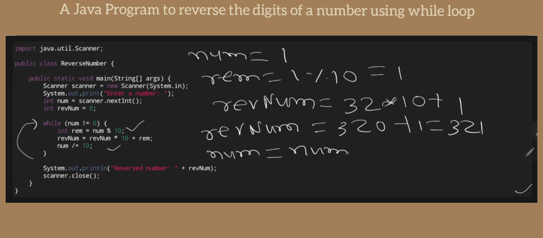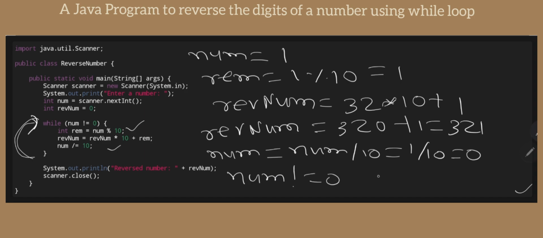Now num divided-equal 10 means num equal to num divided by 10. Num is 1, and 1 divided by 10 is 0.1. Instead of 0.1 we have to write 0, because both are integers. So num equal to 0, right? Again we go up to the while loop. Here we have to check num is not equal to 0, but here num is 0, so our condition is false. So the loop is terminated.